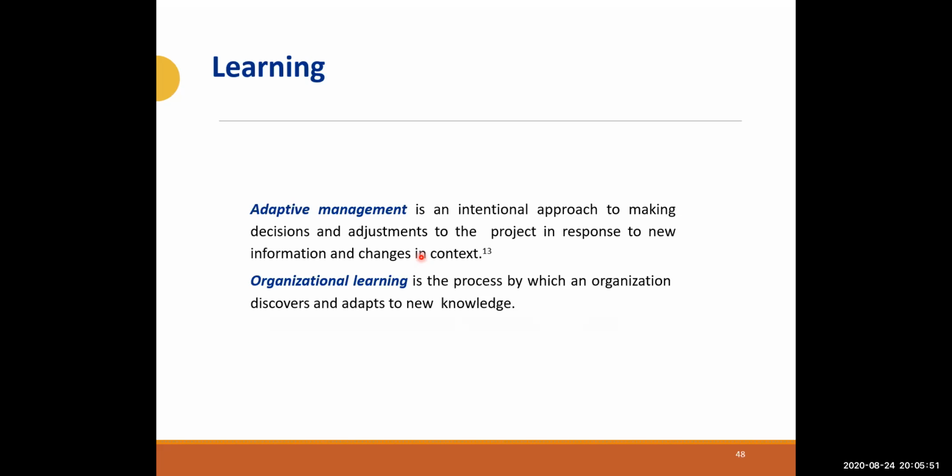This is the second level, which is organizational learning. It is the process by which an organization discovers and adapts to new knowledge. And how you adapt this new knowledge, maybe you discover it, you read about it, or you learn it from your past mistakes. So we learn from our past, we embrace our present, and we plan for our future.